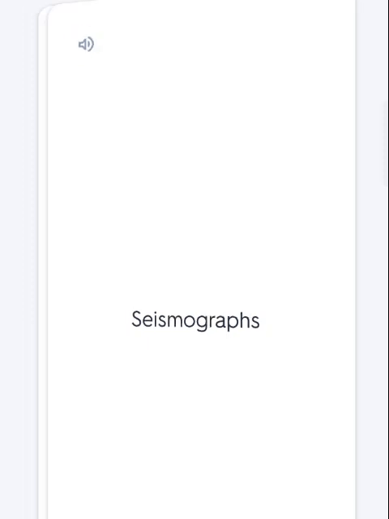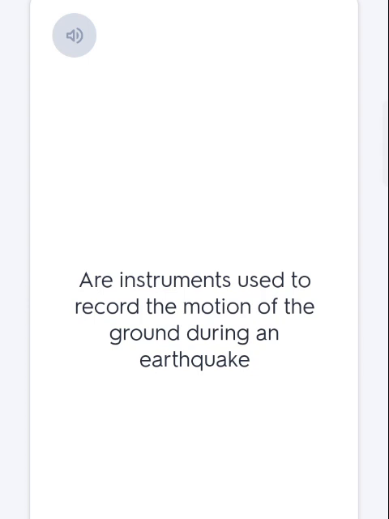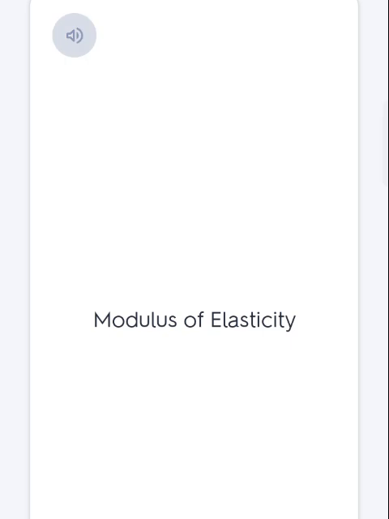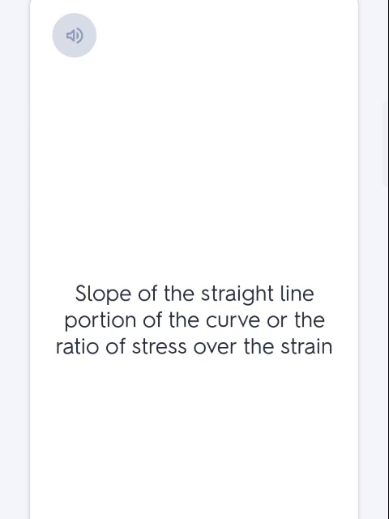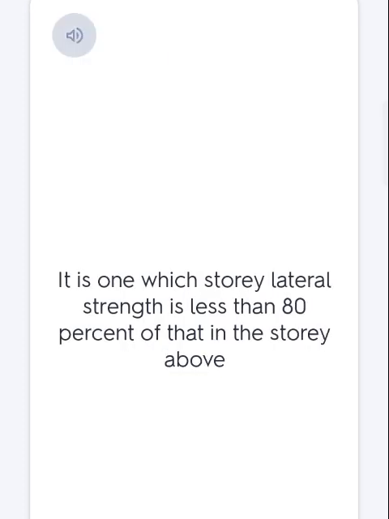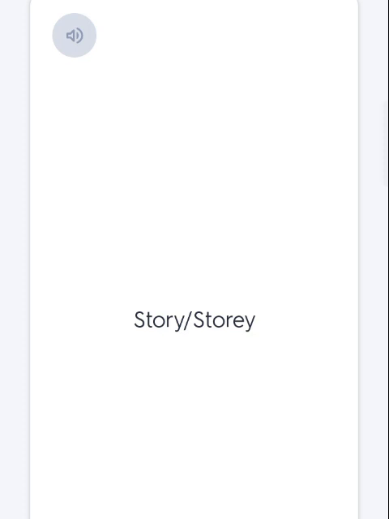Seismographs are instruments used to record the motion of the ground during an earthquake. Modulus of elasticity. Slope of the straight line portion of the curve or the ratio of stress over the strain. Weak story. It is one in which story lateral strength is less than 80% of that in the story above. Story. It is the space between two adjacent floors.